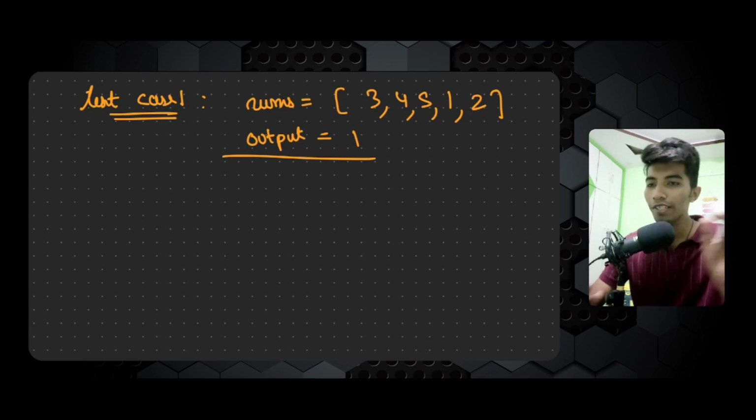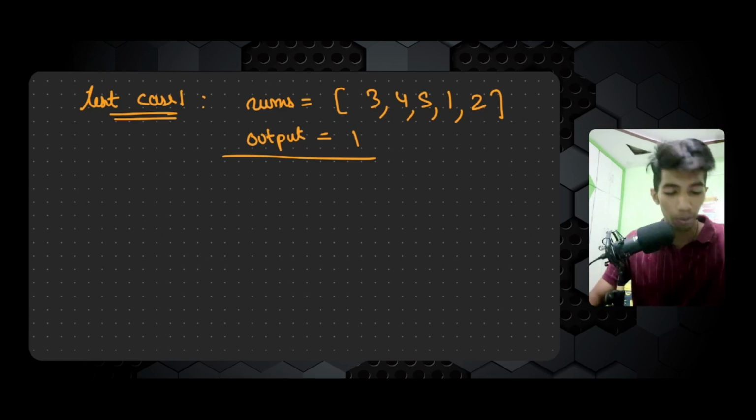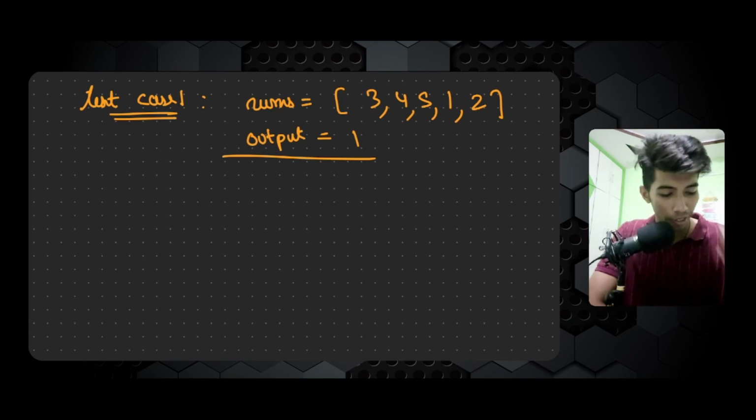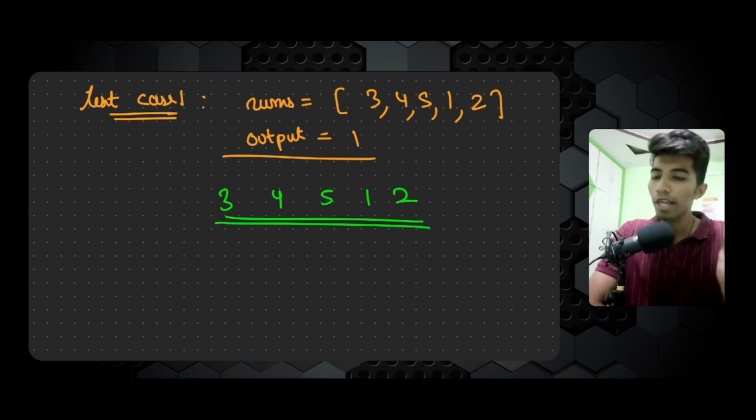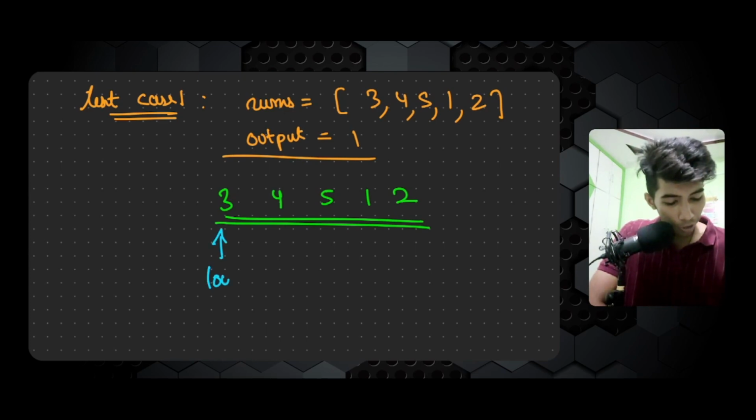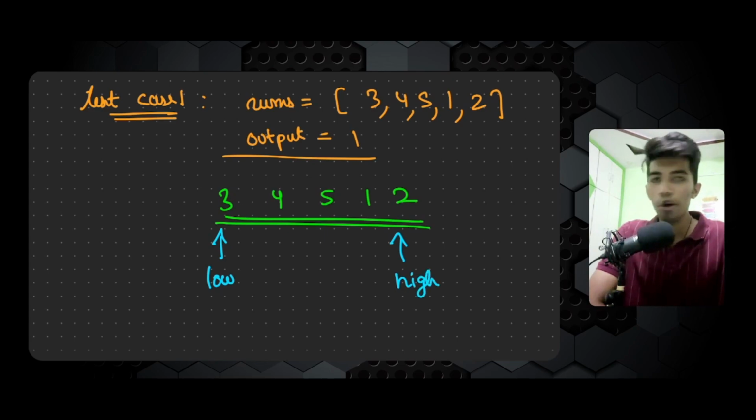If you guys have tried it yourself, now I will come to the approach. Let's first briefly understand what is happening. When I apply binary search, first of all, binary search is only applicable to a sorted array. But this array is not sorted. So let's suppose I take a low pointer here and a high pointer here, because this is what we do in binary search.